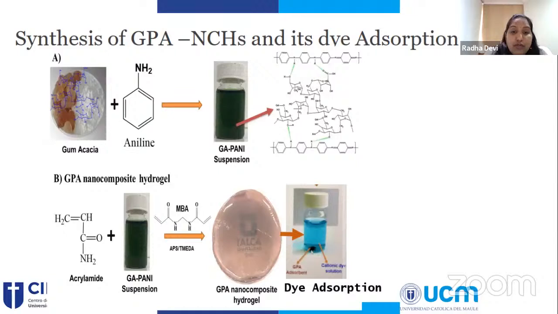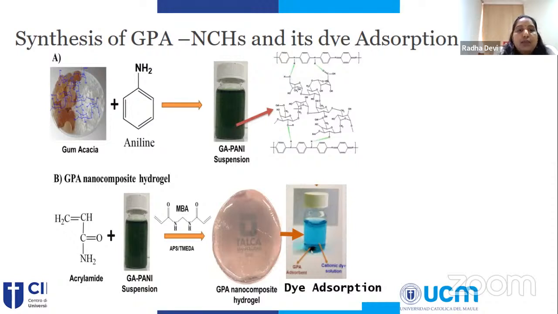So the image of what we see here is a swollen hydrogel, where it has a minimum amount of the gum acacia capped PANI in the hydrogel. These hydrogels were further used for the application of dye adsorption. Here in the image, you can see we have used a small piece of the hydrogel, less than 100 milligrams, that we have included in the dye solution with a concentration of less than 50 milligram per liter.